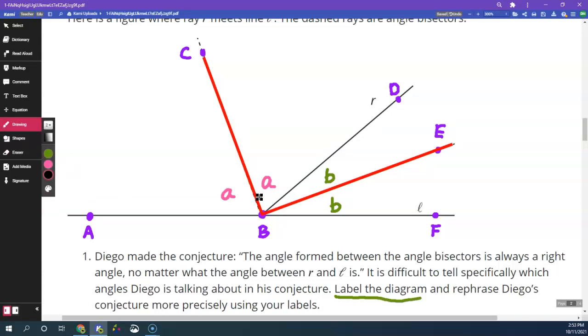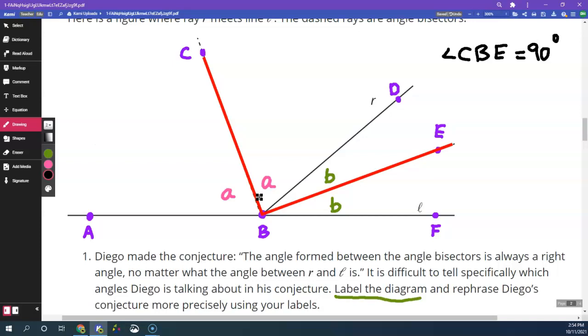He is saying that the measure, I'll just say angle CBE is equal to 90. That's basically what he's saying. It's a lot of wording on how this thing is created, but in the end, he's just saying CBE is equal to 90 degrees, right?